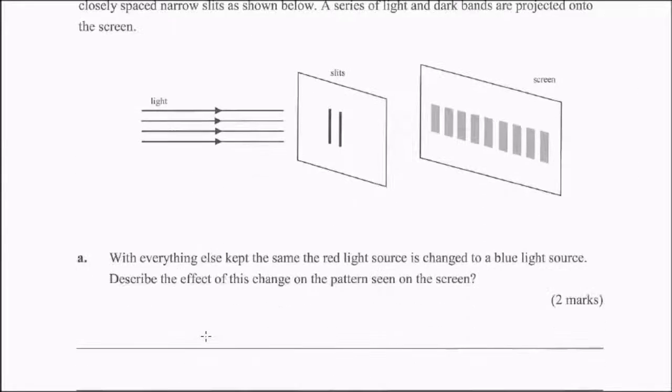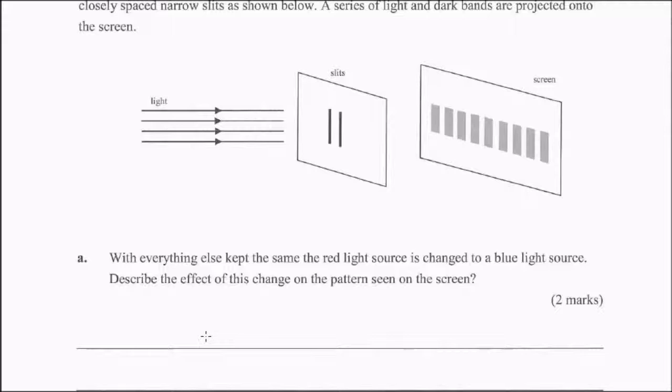Okay, moving on to question 22. So this is a double slit experiment question. Now, for some reason I didn't like this question, but I'm not quite sure why. Okay, so we've got red light being shone through the double slit, and we're getting the diffraction pattern forming that we'd expect. With everything else kept the same, the red light source is changed to a blue light source.